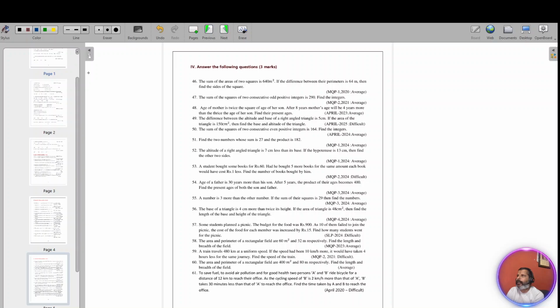52 I will solve. The altitude of a right triangle, similar to the 49th question. Let's see this. At least we'll solve 10 questions in this class. Remaining we can see in the next class.